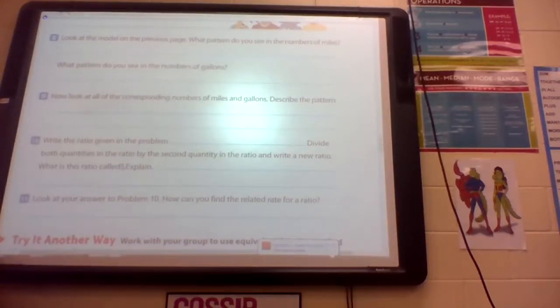We are on number 9. Number 10 says, write the ratio. So what is our ratio? From the very beginning, 300 miles to 10 gallons.